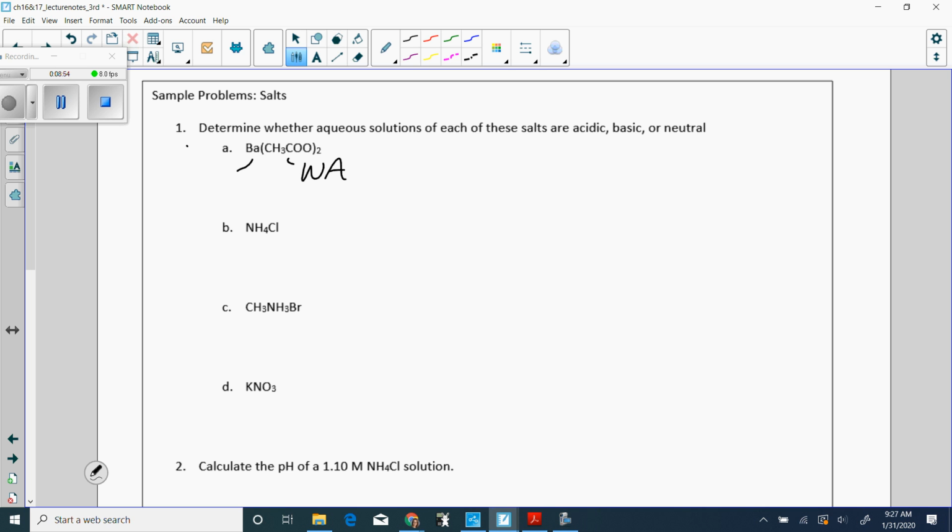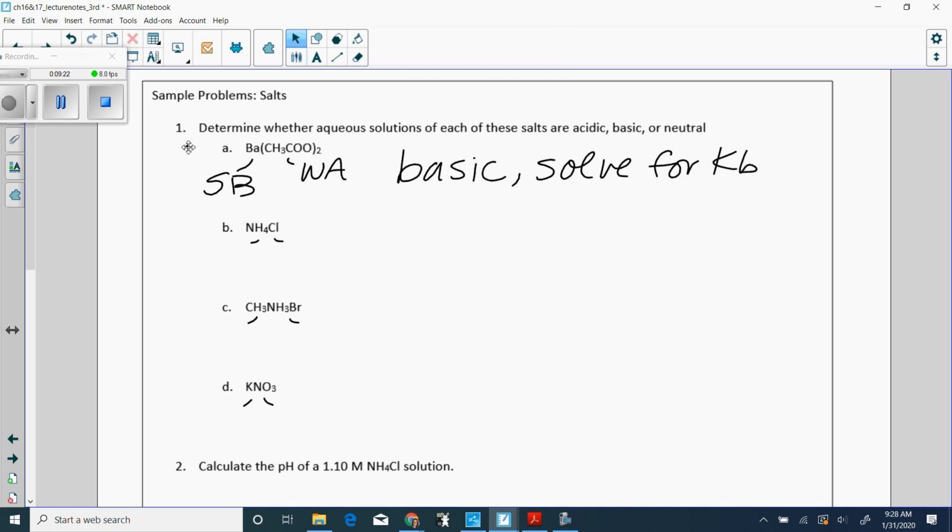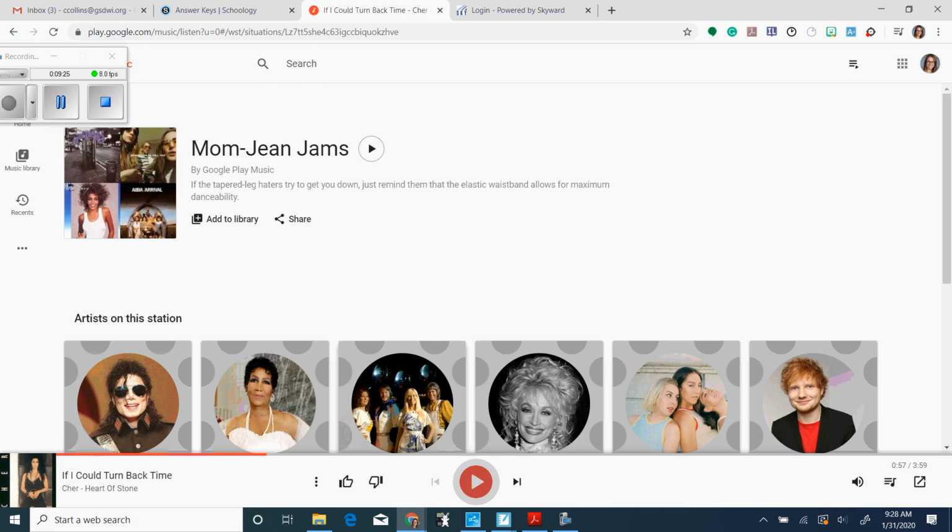Now, for barium, barium is in my hydroxide boot. My hydroxide boot is going to be a strong base. So what that means is that this salt is basic. And that means I need to solve for Kb, B for base. Okay? So now with your battle buddy, see if you can find the blues and the yellows for the rest of those. Ready, set, go.